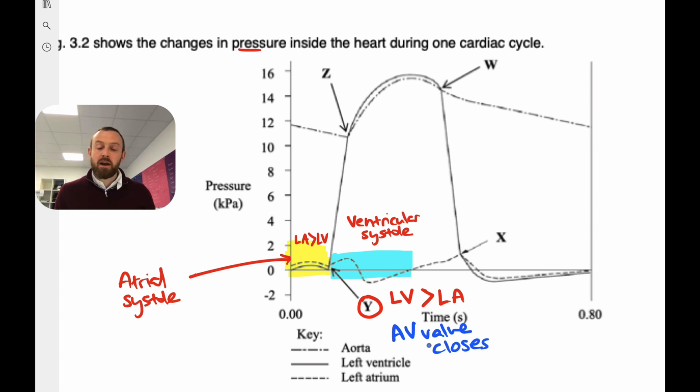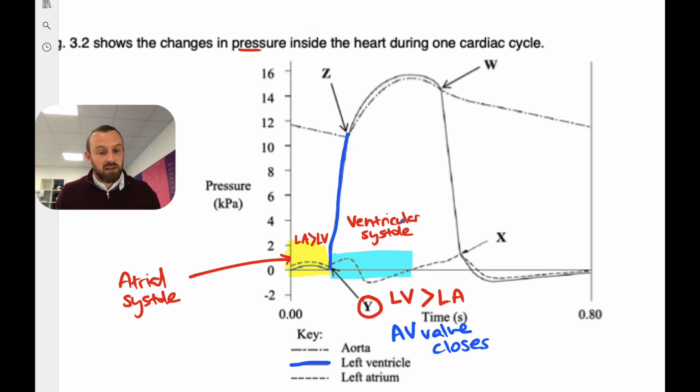You don't need to say bicuspid or tricuspid, it's just something to easily get wrong, so I wouldn't even try. Just say the atrioventricular valve closes. All right, so the pressure climbs and climbs. The left ventricle, which I'm now going to go over in blue, is going up and up until the point Z.